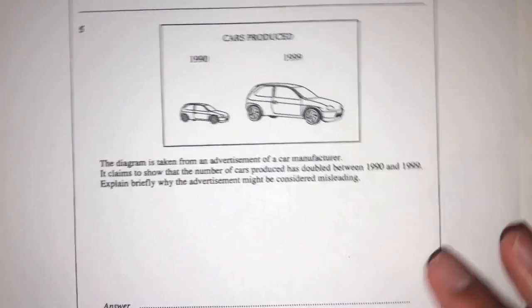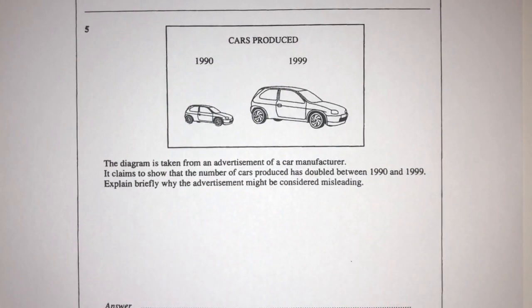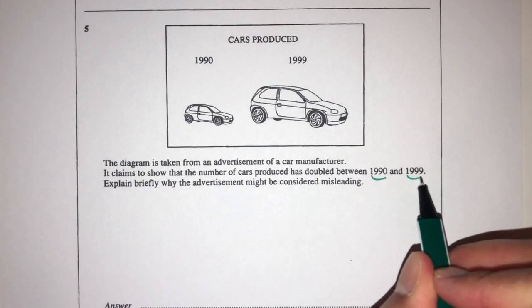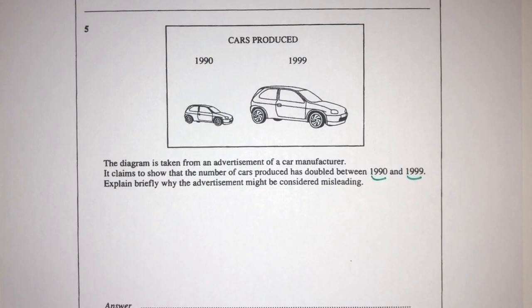Now let's move on to question number 5. The diagram is taken from an advertisement of a car manufacturer, okay? And it claims to show that the number of cars produced has doubled between this and this. So explain why it might be misleading.